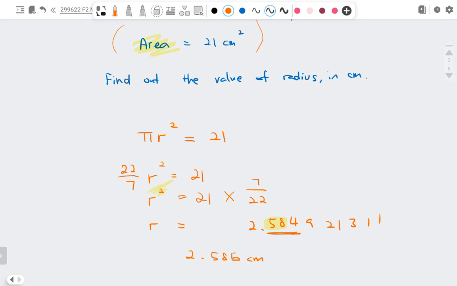So how many decimal places should we write? Until you are in Form 3, Chapter 2, then you will know. It should be 4 significant figures. It's not about the decimal places, it's about the significant figures. But not to worry. For now, you just leave 2 to 3 decimal places. That's good enough already. 2 or 3, both are accepted. Okay, Joe, do you get the answer? Radius equal to 2.585.